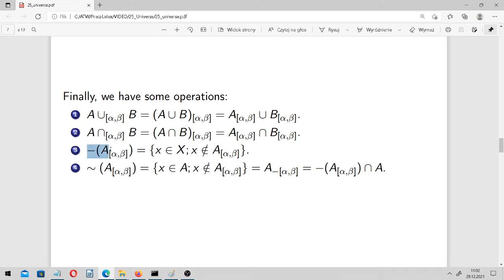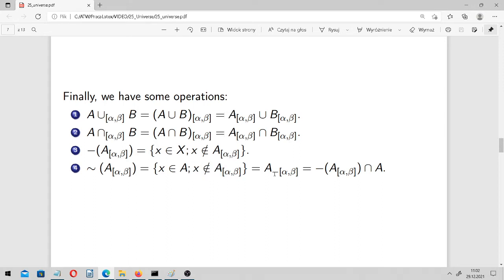Here we have the standard complement. This is the standard complement of the alpha beta subset of A. These are all those elements which do not belong to the alpha beta A subset. And here we have what we could call the internal complement. These are those elements of A such that they do not belong to the alpha beta subset of A, as you can see here.